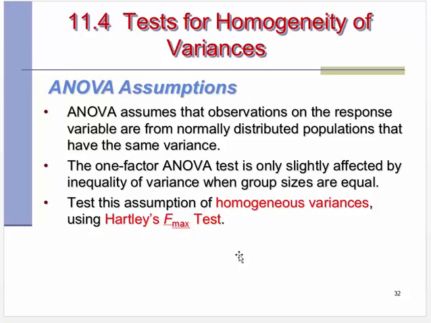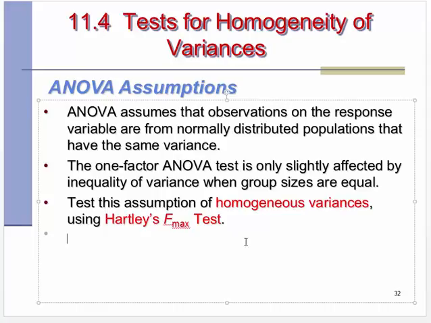ANOVA assumption. ANOVA assumes that the observations on the response variable are from normally distributed populations that have the same variance. The one-factor ANOVA test is only slightly affected by inequality of variance when group sizes are equal. To test the assumption of homogeneous variances, we can use Hartley's Fmax test.